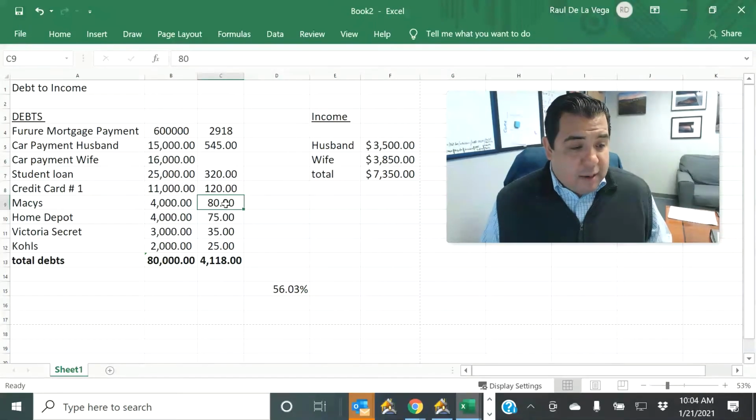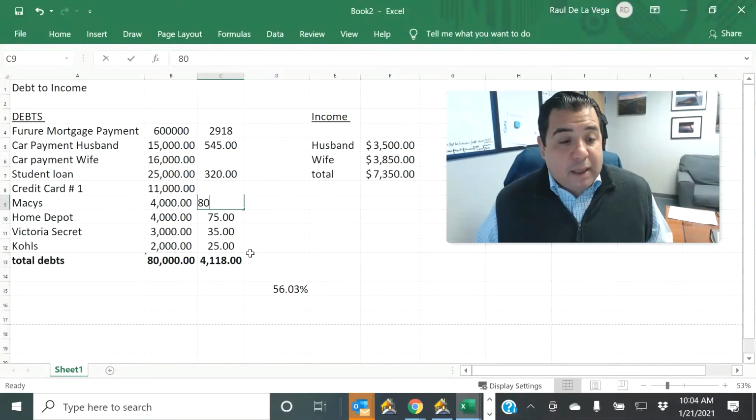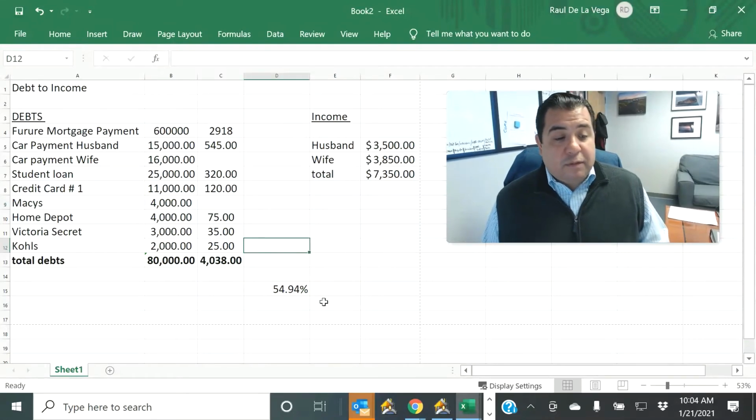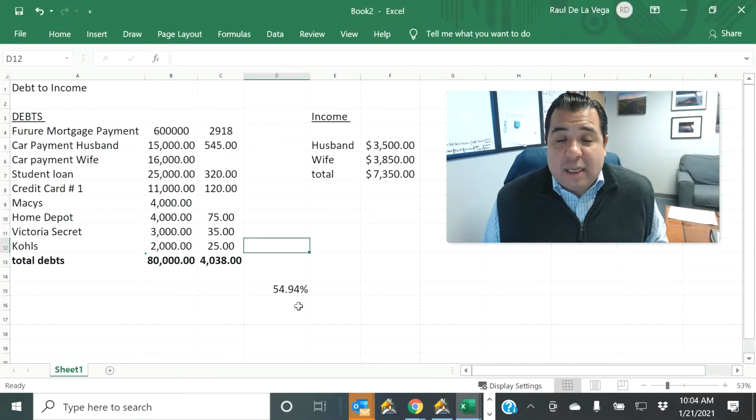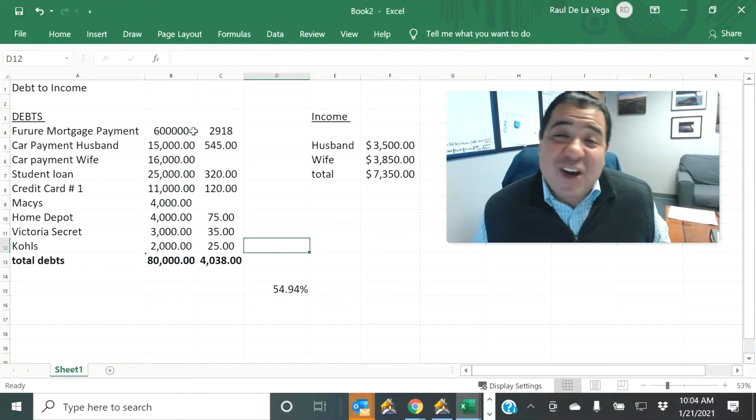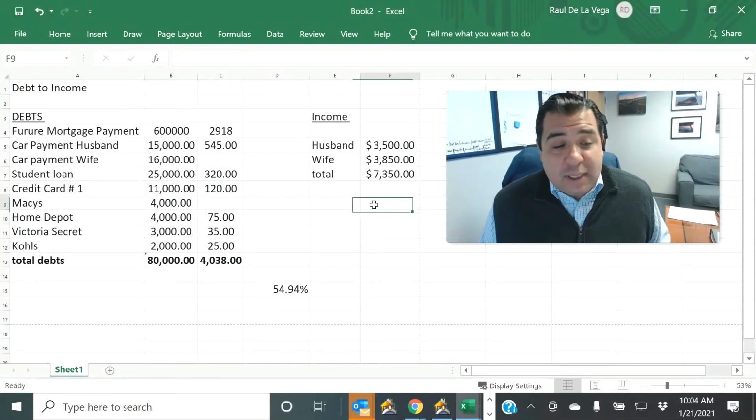So I'm like, hey, you got a Macy's card? You got a Macy's card for 80. How about you pay that one too? Boom. Now you're at 54.94. Now that's how they say you're in it to win it. Now you can get that house for $600,000, and that's really how it is.